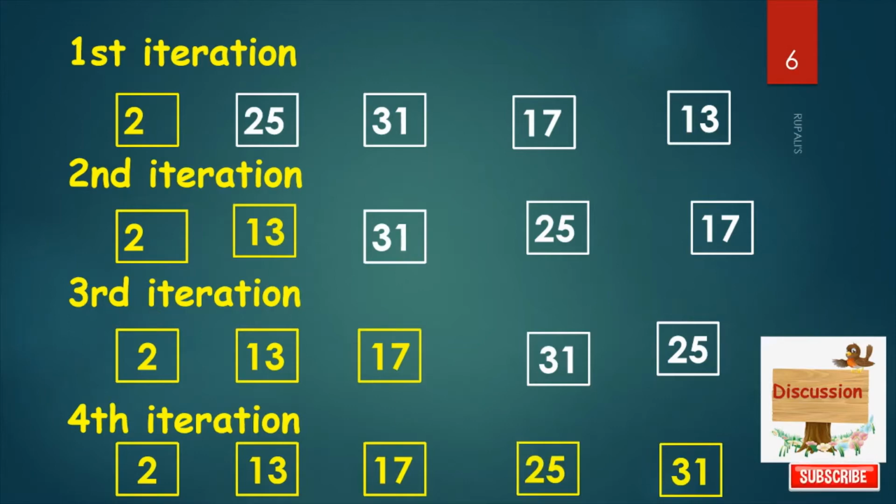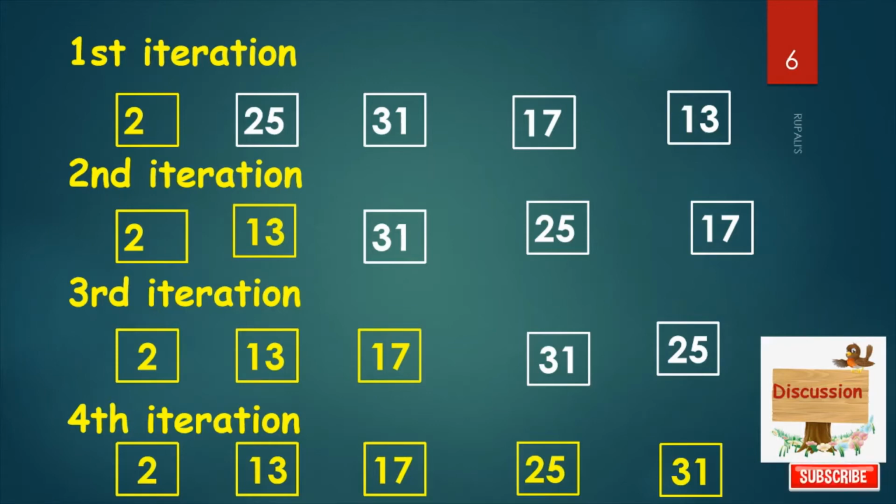Now I have some questions. The questions are, how many nodes are there? 5. So how many iterations are required? It is 4. So if the number of nodes is 5, then 4 iterations are required to sort.